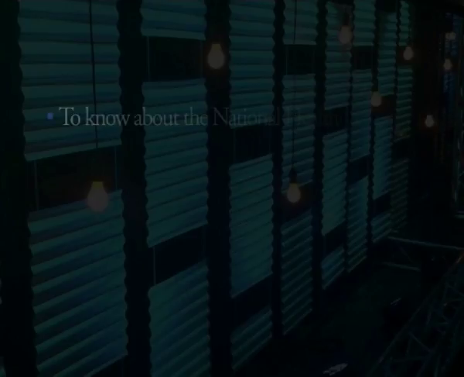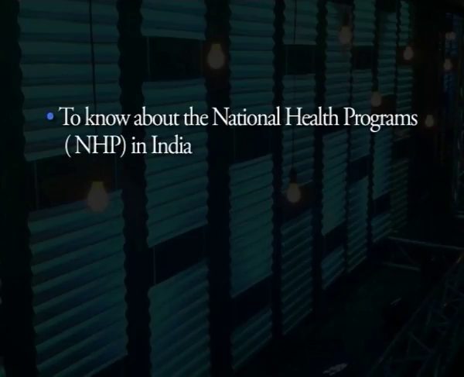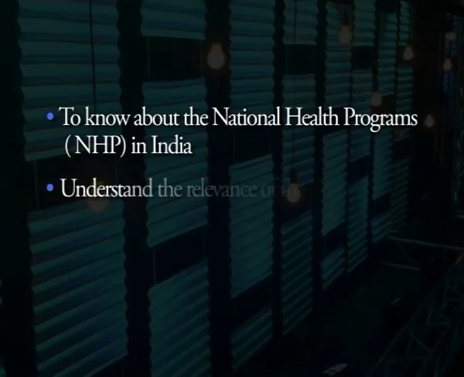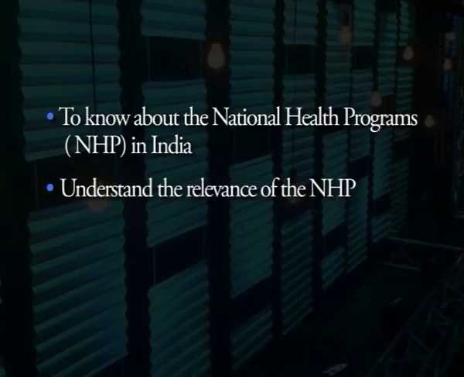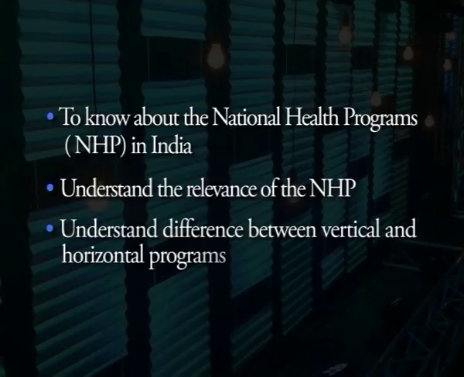So now we have objectives of national health programs. We have to know about the national health programs, that is NHP in India. Next, we have to understand the relevance of the NHP. Next, we have to understand the difference between vertical and horizontal programs. After this, we have why national health programs.